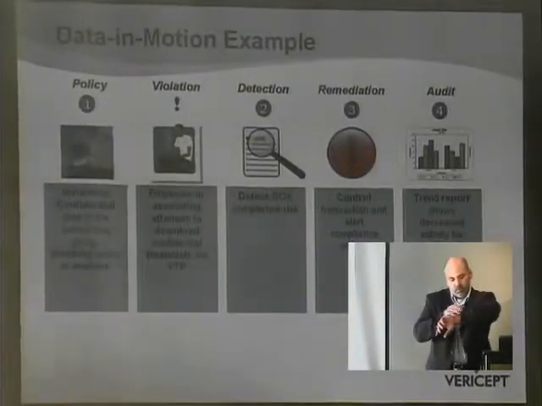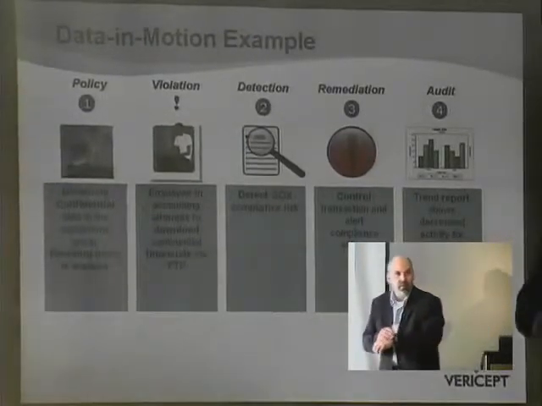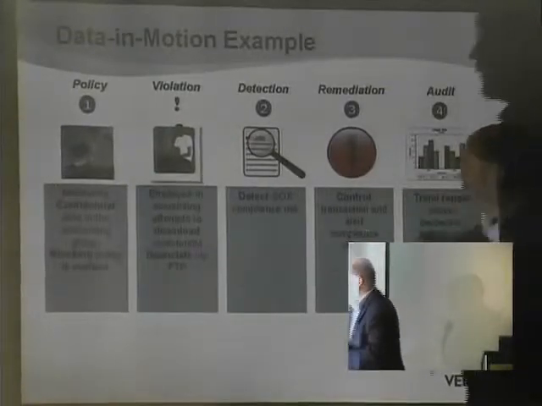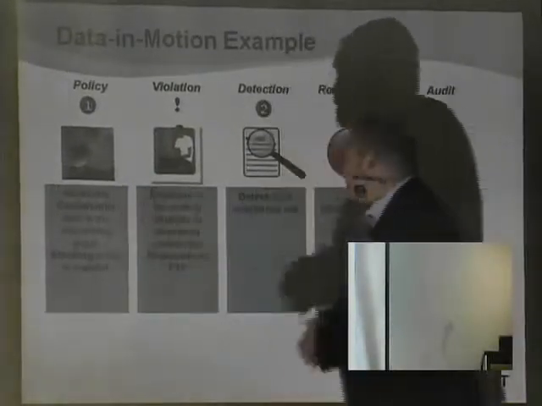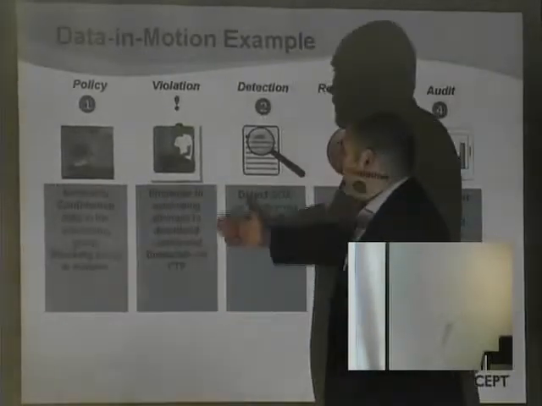Let's see. I have just a few examples. I'll go through them pretty quickly, and then we can get to some questions. So, a data in motion example: the ability to monitor when confidential data is transacted, maybe being able to block that at the perimeter.